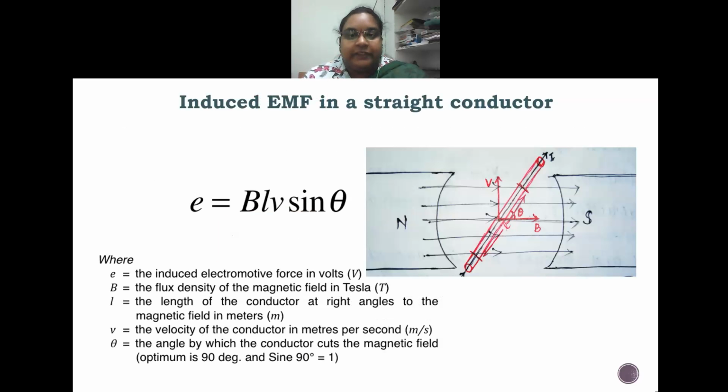Next is the induced EMF in a straight conductor. The equation is E = BLV sin θ, where B is the magnetic flux density, L is the length of the conductor, V is the velocity of the conductor which is moving in the magnetic field, and θ is the angle at which the conductor is cutting the magnetic field.